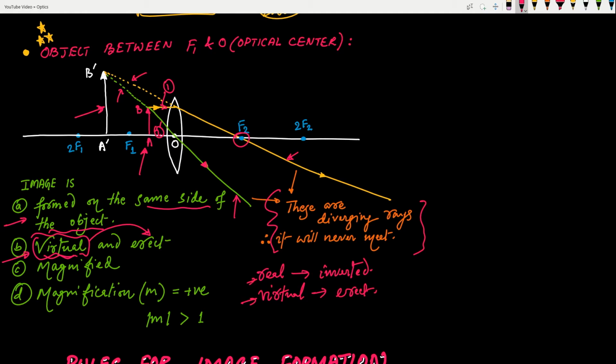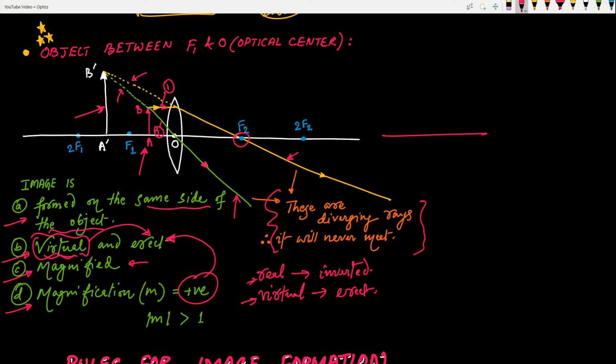Simple as that. And the third point is that the image that is produced is magnified. As you can see from the figure, it is bigger than the object, so the image is magnified. This is clear. And the fourth and last point is magnification. Magnification is positive. Why? It is positive because the image that is produced is erect.